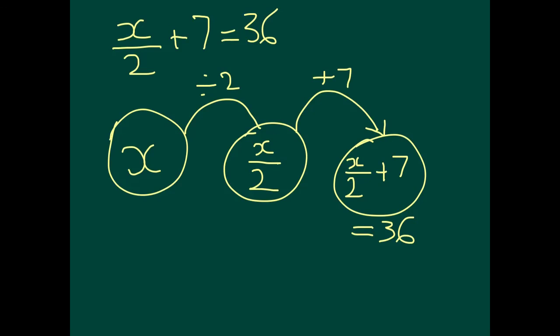Now to work backwards, use a different colour pen. Opposite of adding 7 is subtracting 7. So we undo it with that first. Next, the opposite of dividing by 2 is multiplying by 2. Right, so if you work back and forwards between this part of the video and the slides with the working, hopefully that will help you figure out which step you're going to do first when you come to solving equations.